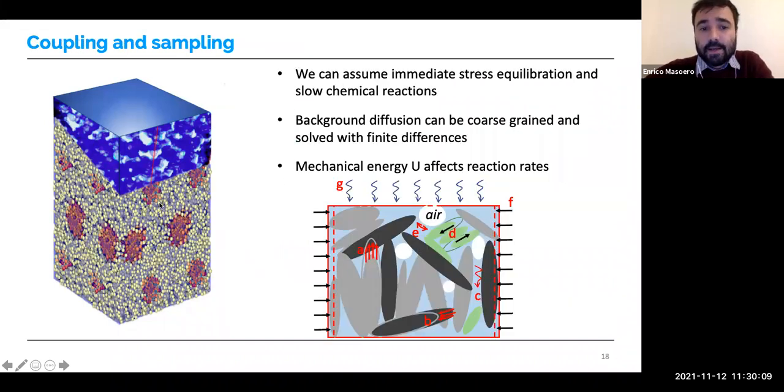In this model, I assume that mechanical equilibration is immediate, and this is because typically mechanical vibrations are fast compared to chemical reactions. And for the background diffusion, there are diffusive processes in the pore structure, and they are coarse-grained, treating the structure as an effective porous medium. Then in many simulations, I actually consider the diffusion to be infinitely fast as well, but we can also simulate diffusion through the pores of this material.